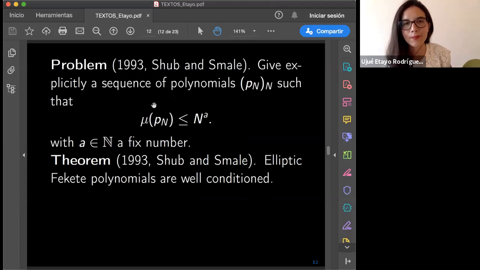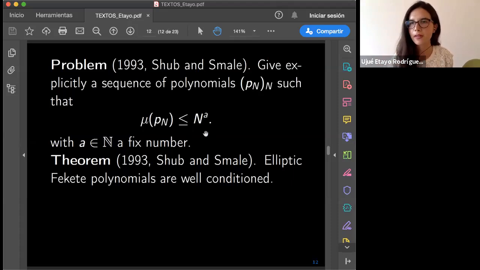In 1993, Mike Shub and Steve Smale proposed the following problem. Give explicitly a sequence of polynomials, where I'm indexing the polynomials on the degree, such that their condition number is small enough. And for saying the condition number is small enough, they are saying, okay, it's growing as a polynomial, right? The growth is bounded by some polynomial.